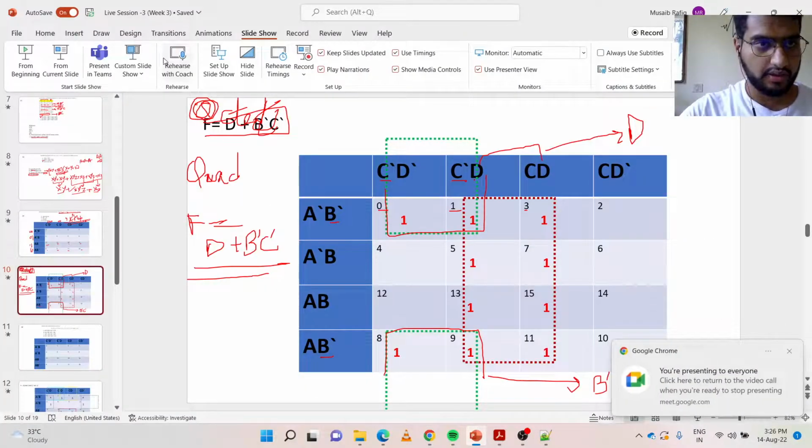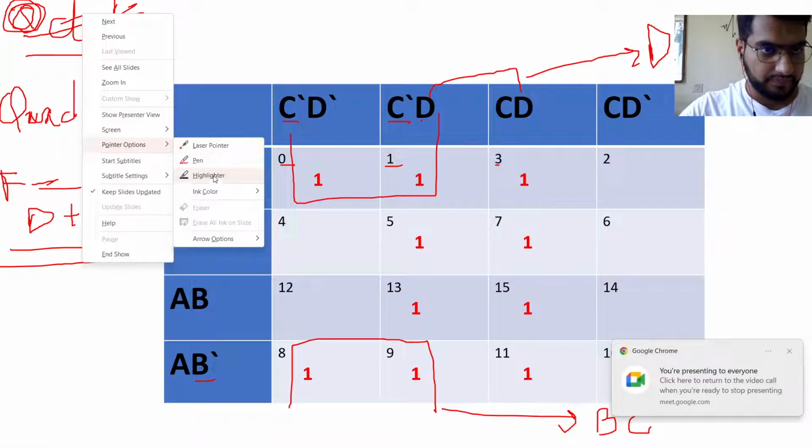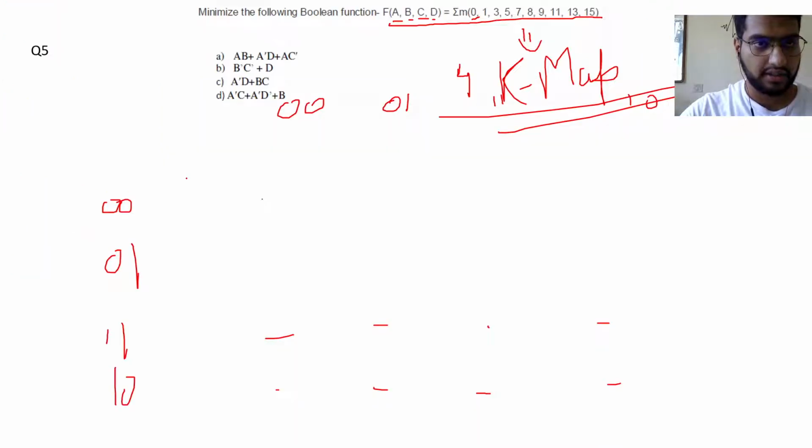So the question was f equal to d plus b dash c dash. F equal to d plus b dash c dash. So option B is the correct answer. So question 5 has the correct answer, that is option B.